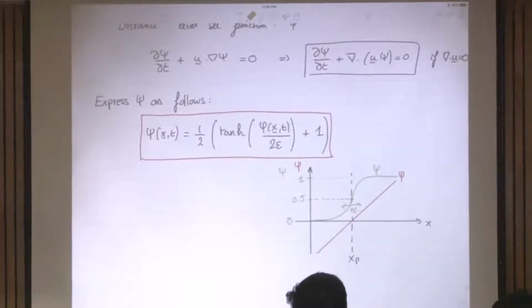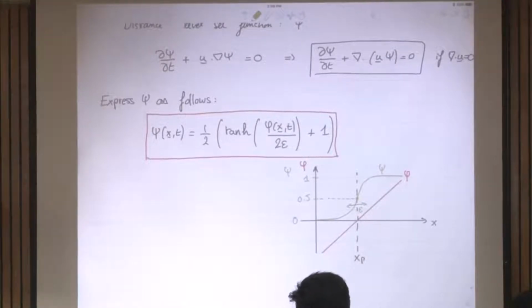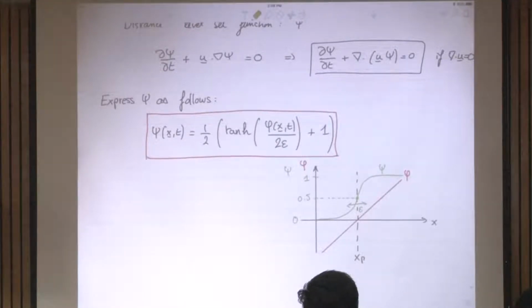So now, because this function looks a lot like a volume fraction, conserving it is a much more meaningful concept. If I conserve this function, then I'll conserve something that's not the volume fraction, but that's very close. And in the limit where epsilon goes to 0, conserving this function means conserving the volume fraction.